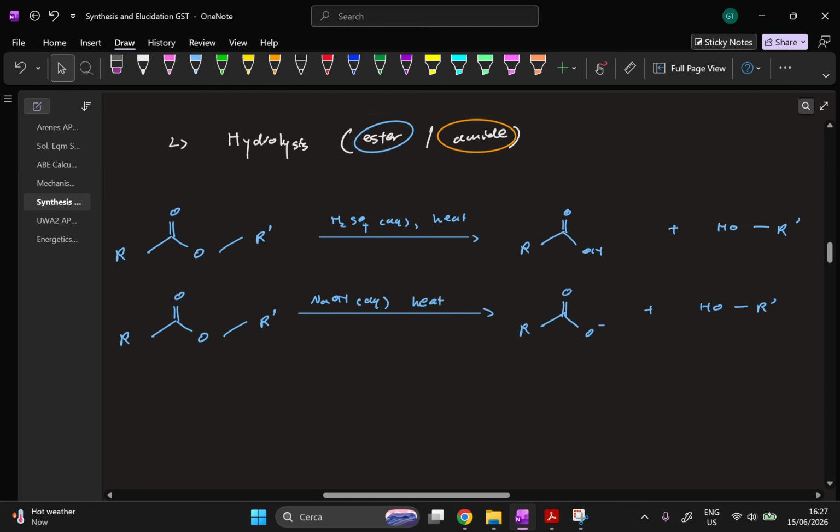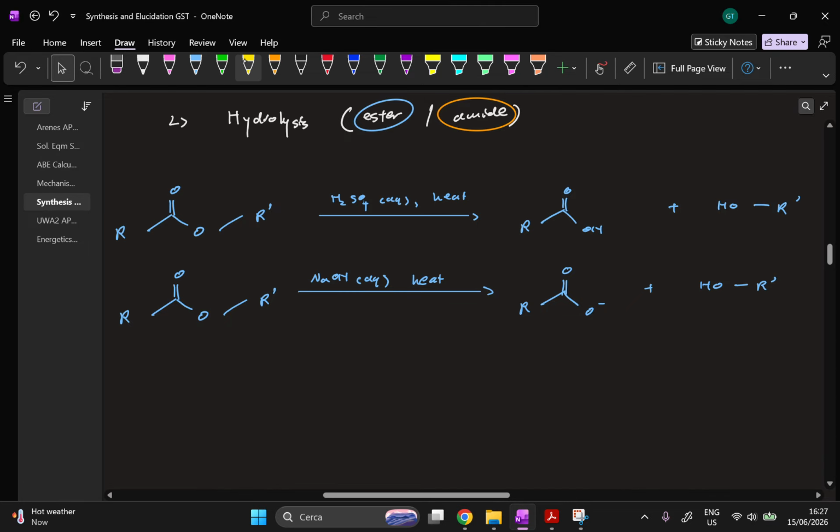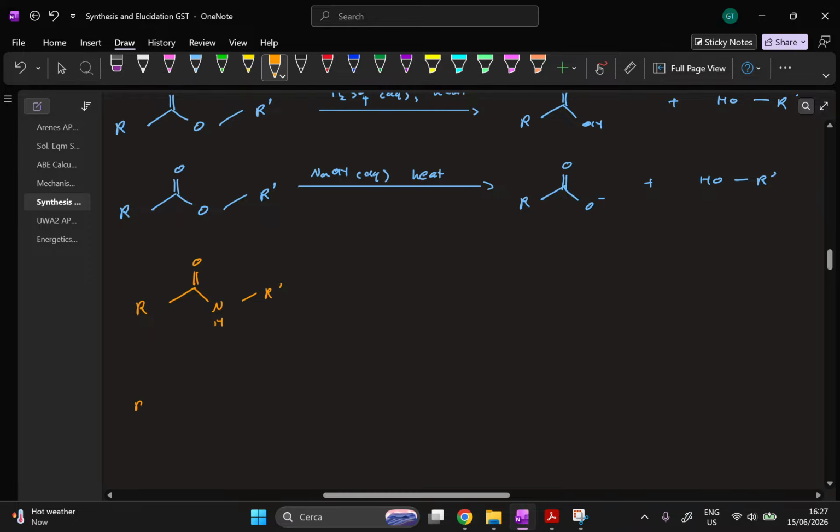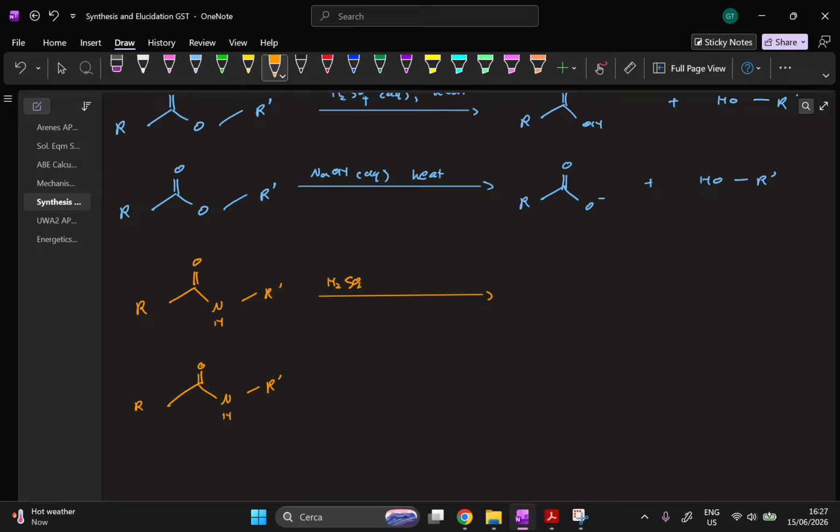So that's for esters. What if I have an amide? An amide, if you recall, is similar to an ester, but instead I have this structure. So I have C double bond O, but instead of an oxygen here, I have NH and then another R group. So once again, an amide can undergo both acidic and basic hydrolysis. How? If I want to undergo acidic hydrolysis, it's still the same RNC.